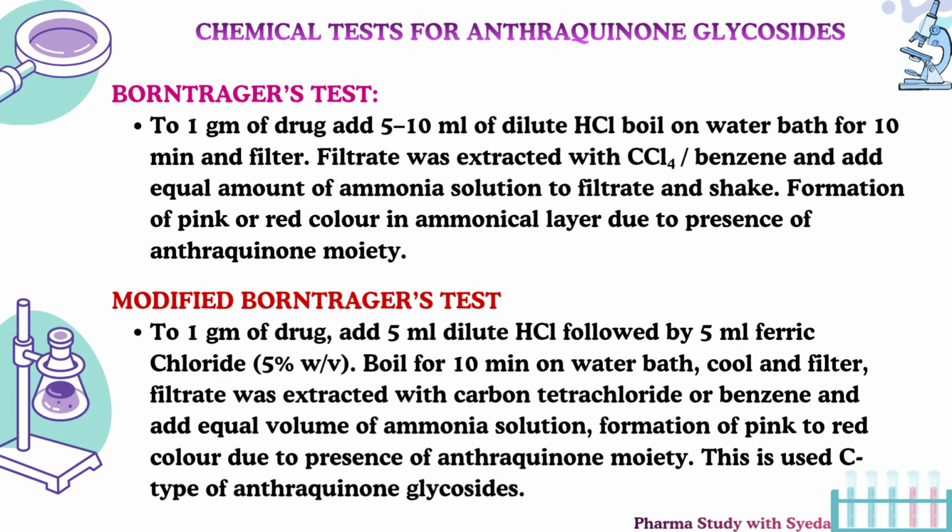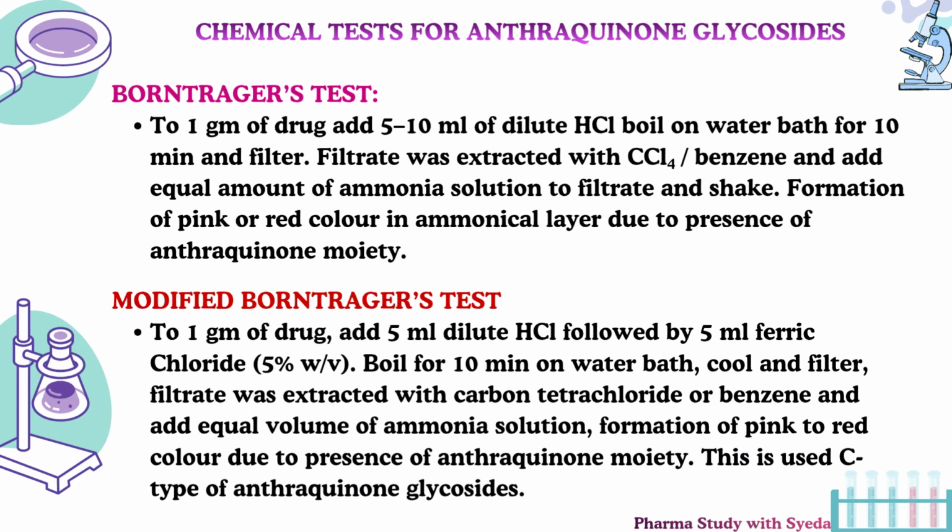Chemical tests for anthraquinone glycosides. Borntrager's test. To 1 gm of drug add 5 to 10 milliliters of dilute HCl, boil on water bath for 10 minutes and filter. The filtrate was extracted with carbon tetrachloride or benzene, and an equal amount of ammonia solution is added to the filtrate and shaken. Formation of pink or red color in the ammoniacal layer is due to the presence of anthraquinone moiety.